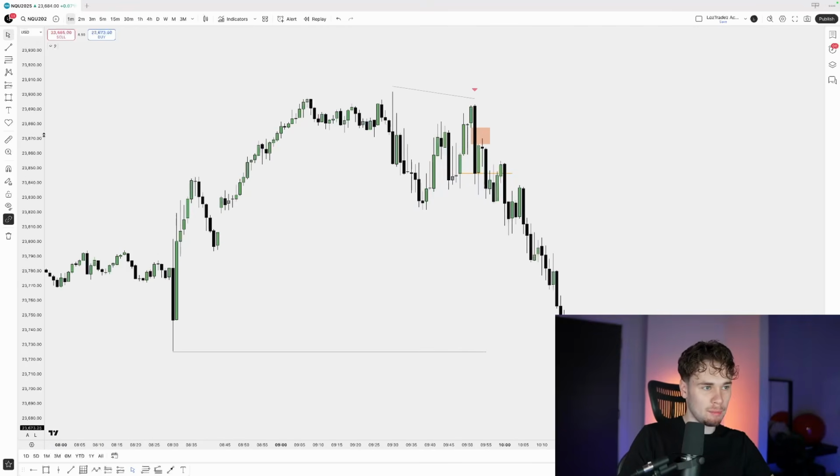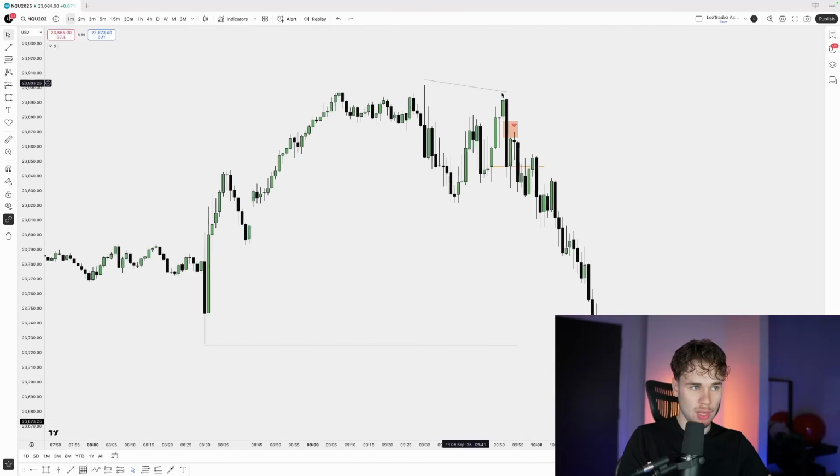But basically, where I got in was this fair value gap here, and I'll explain why I got in here. Well, first of all, we had the SMT, right? We had the SMT at those highs. I like that. I want to see that. We're obviously in a premium from low to high.